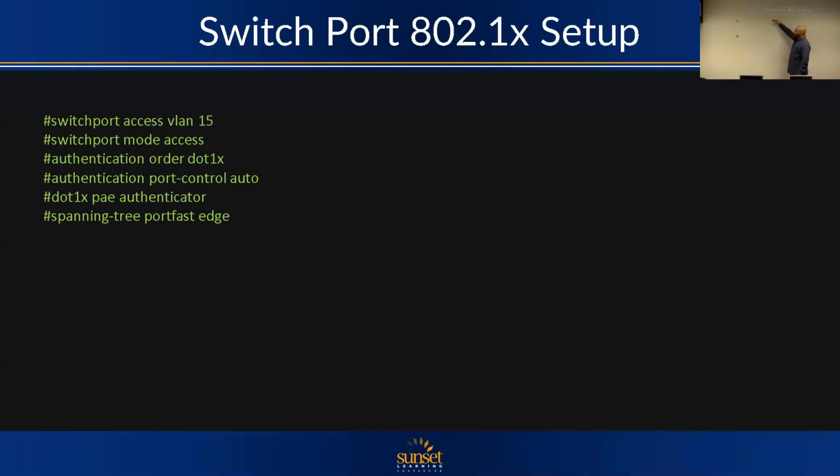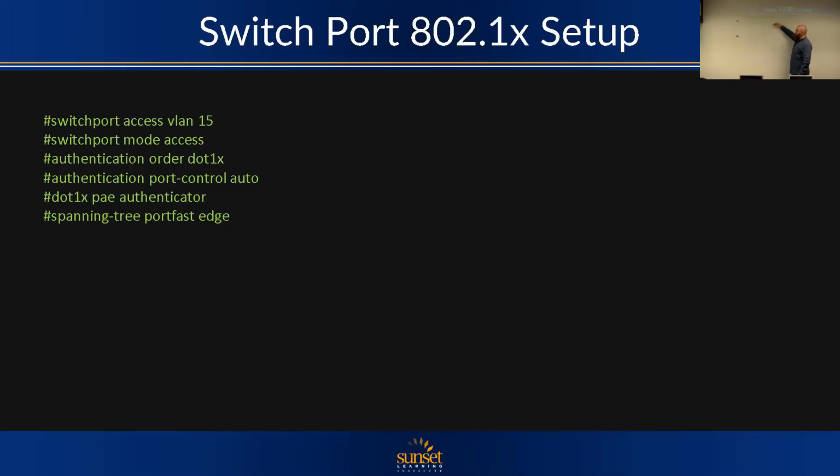So we'll throw the port in the correct VLAN, whatever VLAN the access point is going to get an IP address in. And we're going to set it manually as an access port, switchport mode access. So again, you can't do this on a dynamic port, so you have to be either manual trunk, manual access, or an access port. We're going to turn on the authentication.